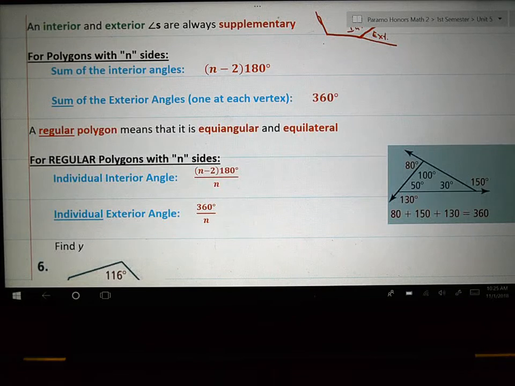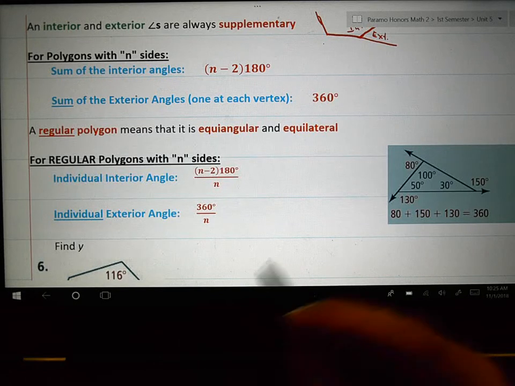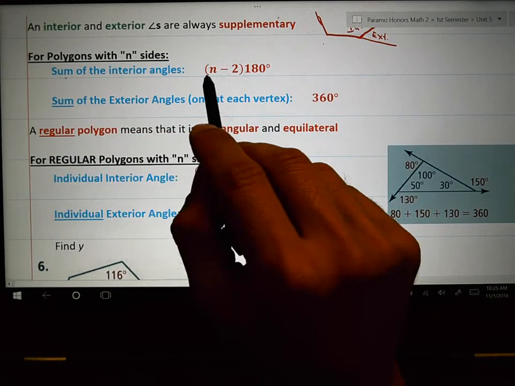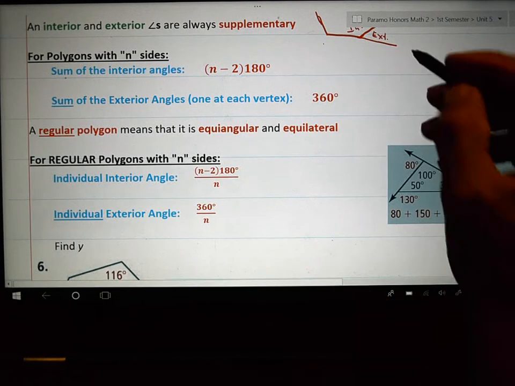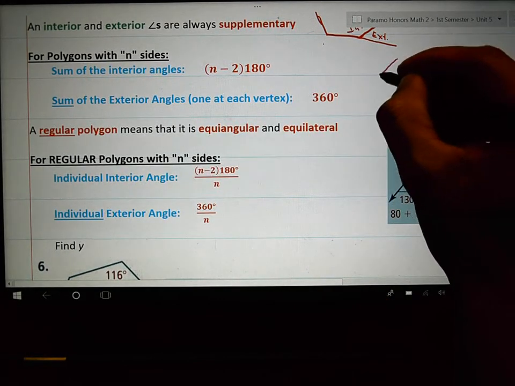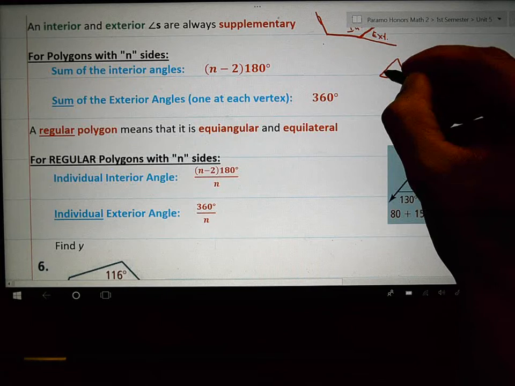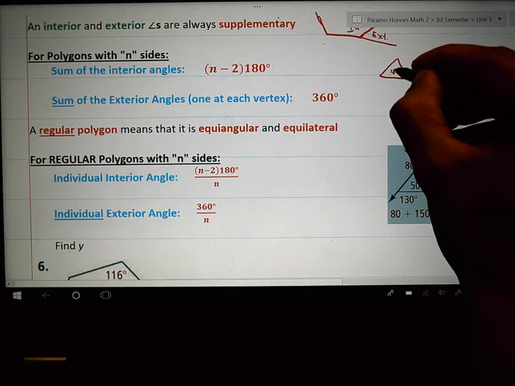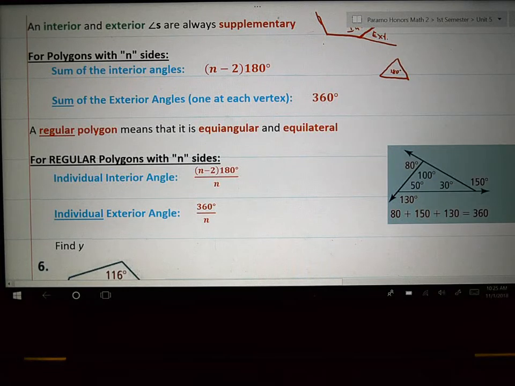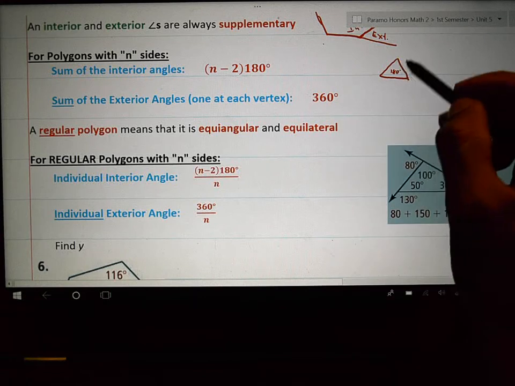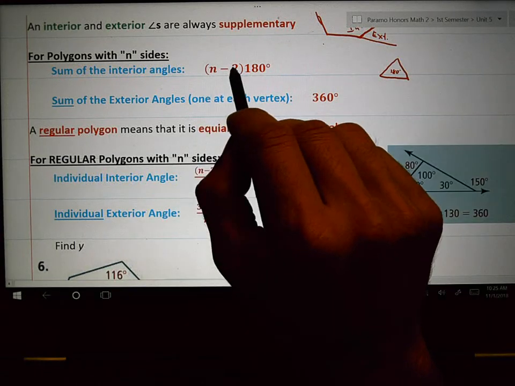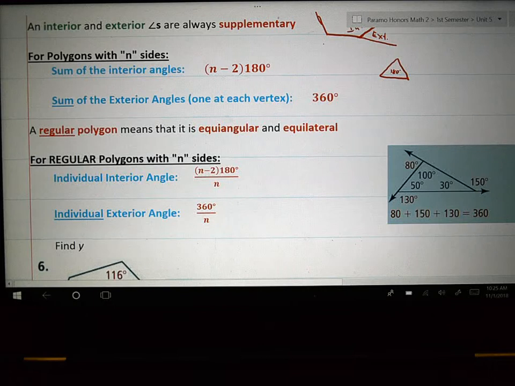Instead of me having you memorize all 4, I'd love to show you where they come from. If you understand where they come from, it's so much easier to get to the formula. The sum of the interior angles is n minus 2 times 180. If you think about a triangle, this angle plus this angle plus this angle adds up to a total of 180 degrees, right? It has 3 sides. 3 minus 2 times 180 is 180.